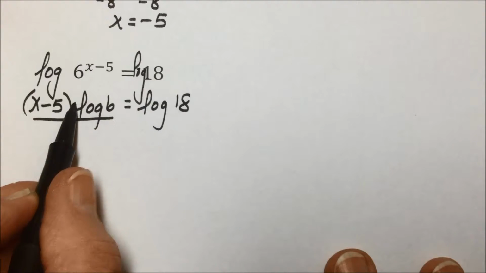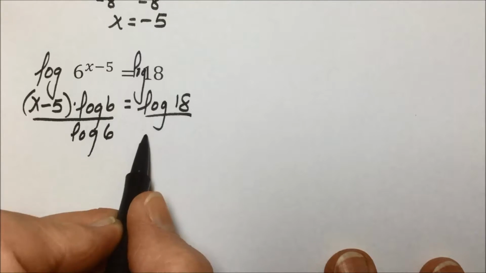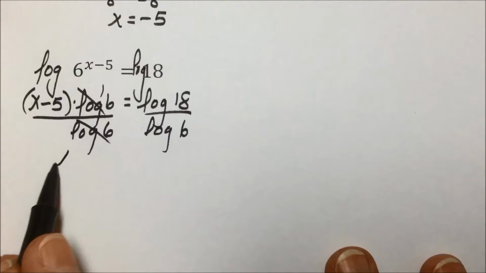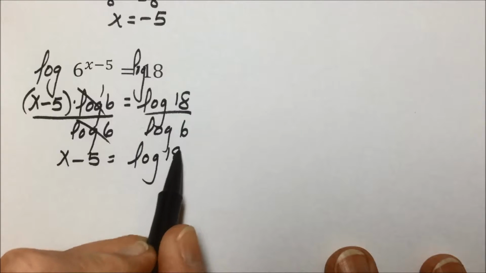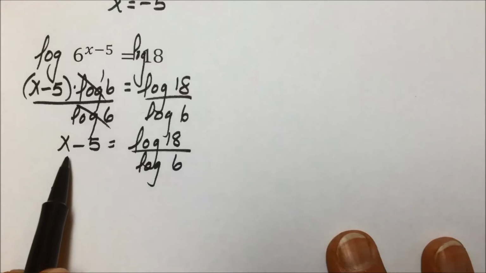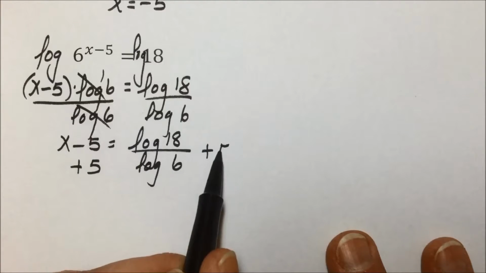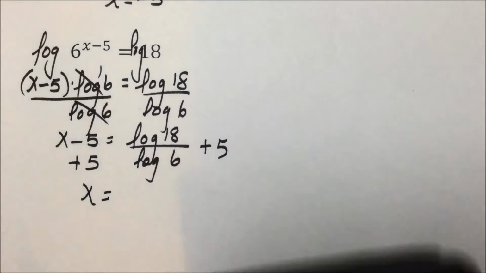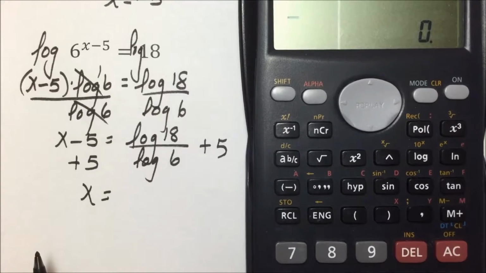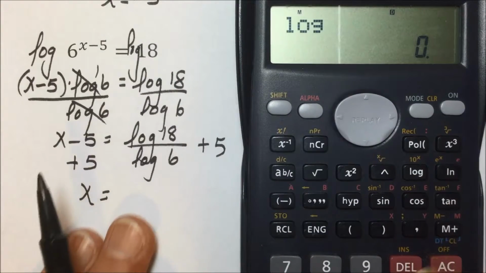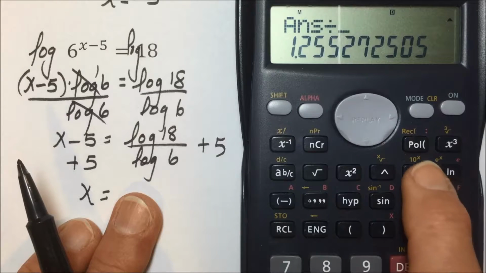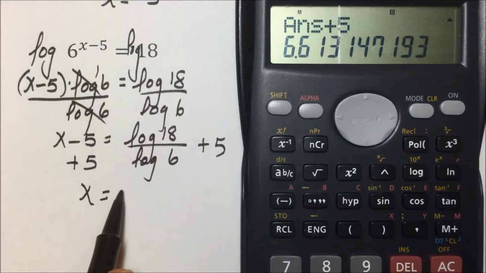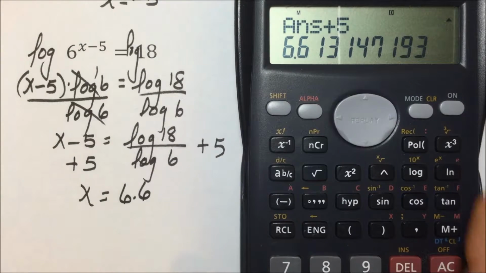Peeling away the layers to get to x, we'll divide both sides by log of 6, so that the log of 6 over log of 6 is equivalent to 1. That leaves us with x minus 5 equal to our division of logs here. And last, to get x by itself, we'll add a 5 to both sides. The 5's cancel out, so our exact solution would be here. And to come up with an approximate value, again using the calculator, if we put the common log of 18, and divide it by the common log of 6, we get the following result, but adding 5 to that leaves us with an approximate value of 6.6 for our solution.